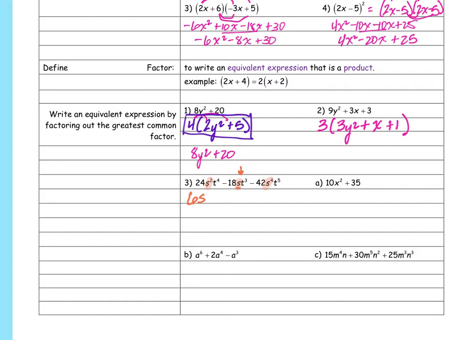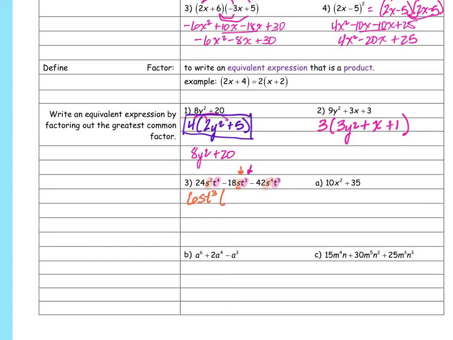So if I look at the T's next, I have T to the 4th, T to the 3rd, and T to the 5th. So again, I want to find the term that has the smallest amount of T's, which is again in the same term. I have T to the 3rd. So the most T's I can take out of all 3 terms is 3 T's. So I'm going to factor out T cubed. Okay.